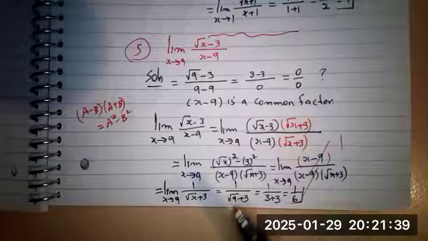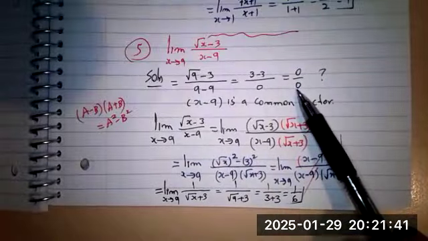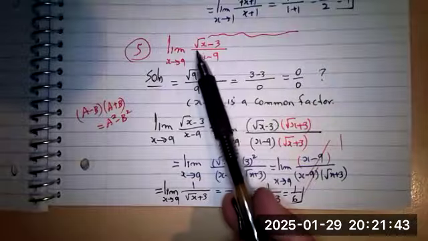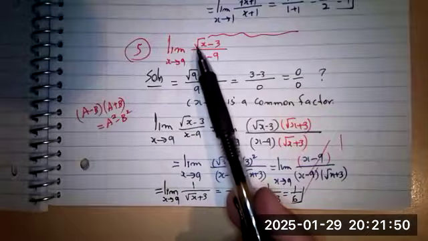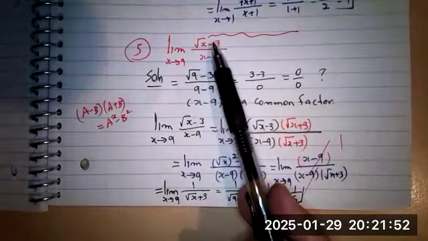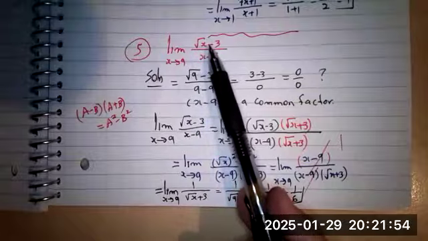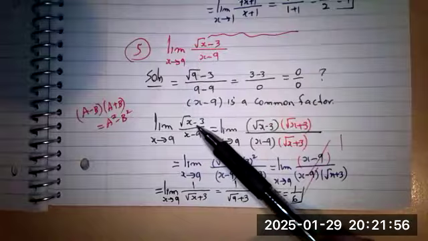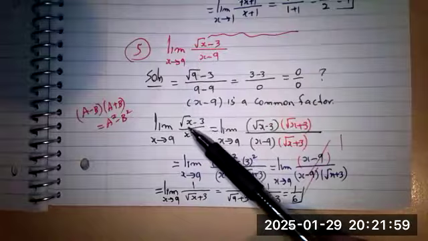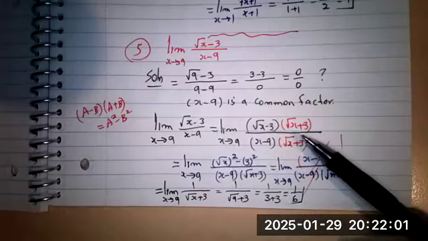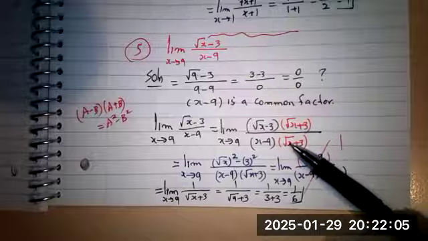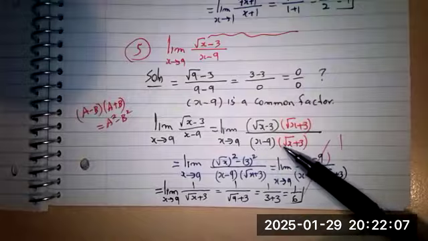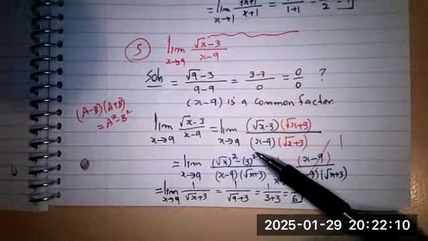So again, we get 0 over 0, but there is a radical here. You have to get rid of the radical. So you have to multiply by something nice. That something nice is going to be the conjugate. So the radical x minus 3, you multiply the top and the bottom by radical x plus 3. You're not going to touch the bottom one because you will lose x minus 9.